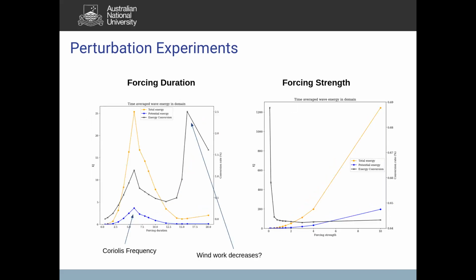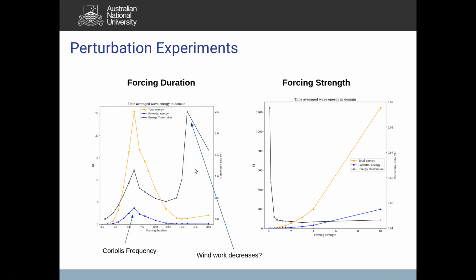So we also modified the forcing duration and strength. And you can see, so I should have explained this before. In the orange, we have the total energy, if you can't quite see that. The black is the energy conversion rate percentage. And then the blue is the potential energy. So that's what we're measuring more directly.